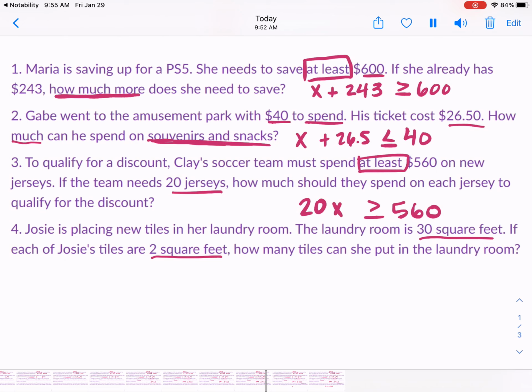So this is going to be an equation. She needs exactly 30 square feet of tile, exactly 30. So if each of the tiles is 2 square feet, we need to know how many she could have. So 2x, because 2 times however many. For example, if she buys 15 tiles, they're each 2 square feet, that would fill up the laundry room perfectly. So there is every word problem turned into an inequality or an equation.